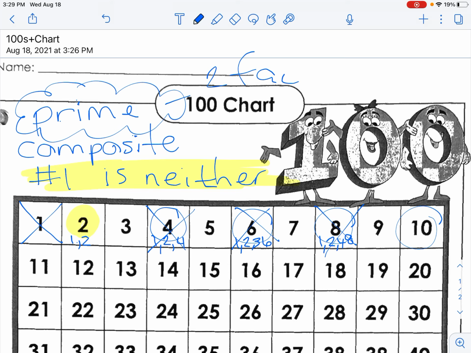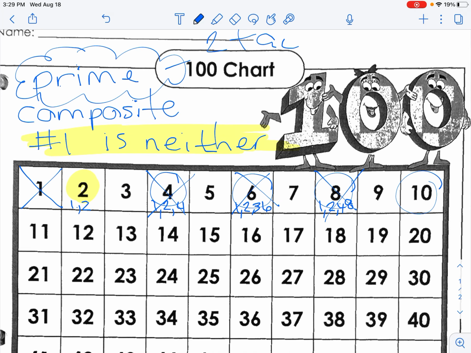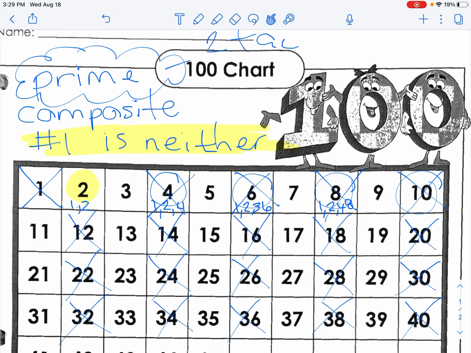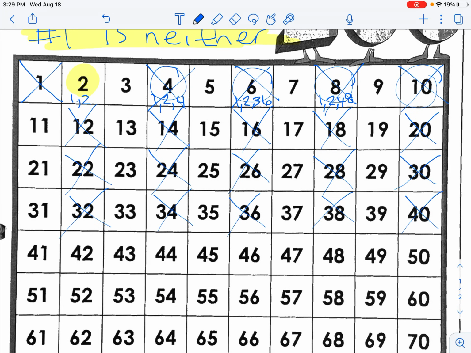If we kept going through the entire hundreds chart, every even number is going to have factors of 1 and itself, and it's also going to have 2 times something else. So every even number greater than 4 is going to have at least 4 factors. So what we're going to do right now is go through our chart and cross out all of the even numbers because we know all of those are going to have to be composite numbers. So I'm going to go through real quickly. If you need to go back and do a little bit of this later, you can do that.